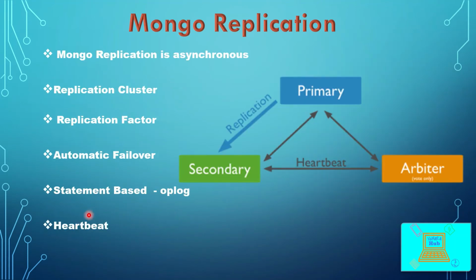The Mongo database sends pings or signals between each node every 2 seconds. That is to know if the nodes are up and running. And if a particular node does not reply within 10 seconds, that node is marked as unreachable.